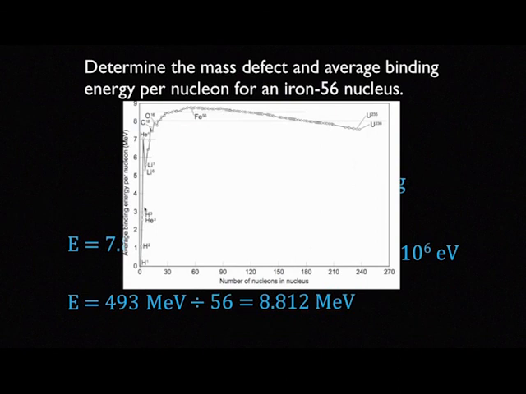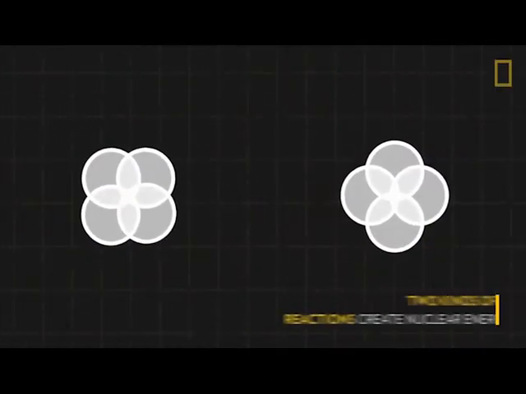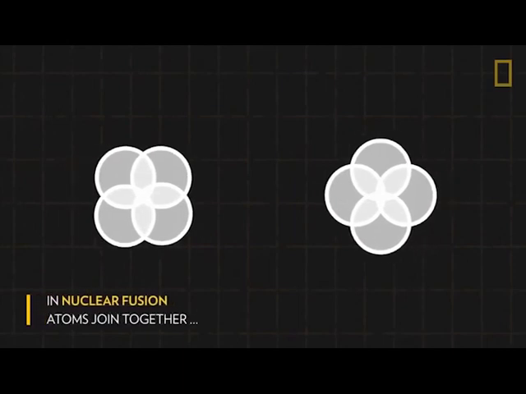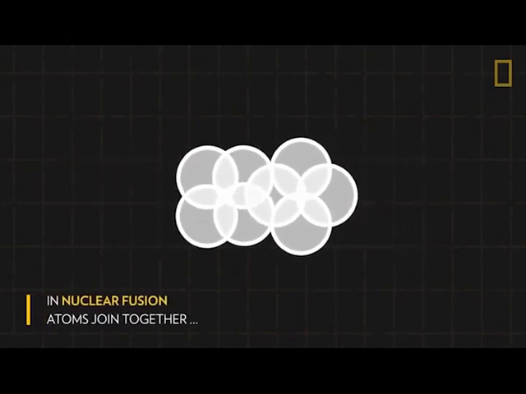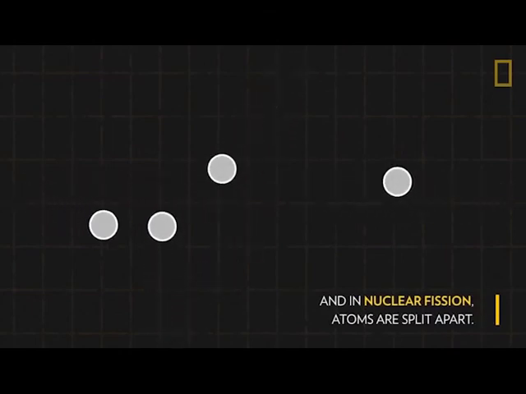When we look at the binding energy curve, we can see that iron lies in the region of greatest stability, which indicates that the nucleus of iron-56 is stable. Let us look at two types of atomic reaction: nuclear fusion and nuclear fission.